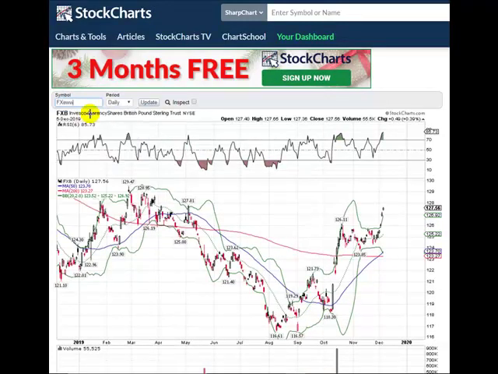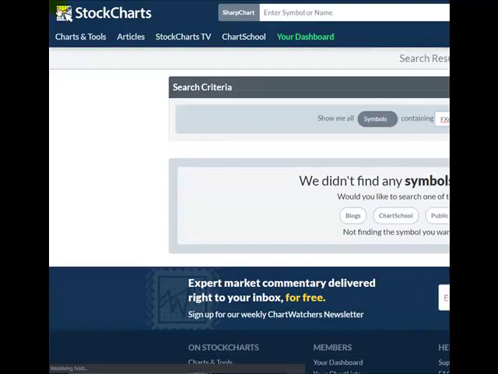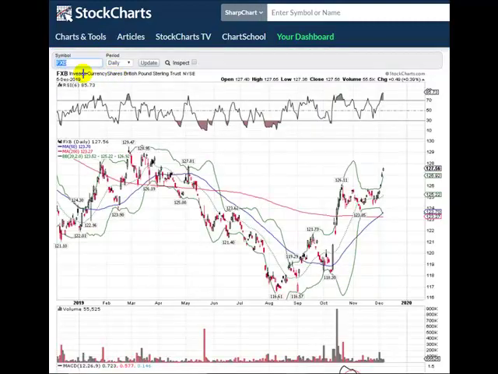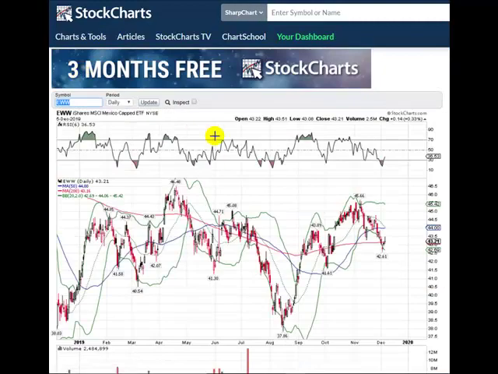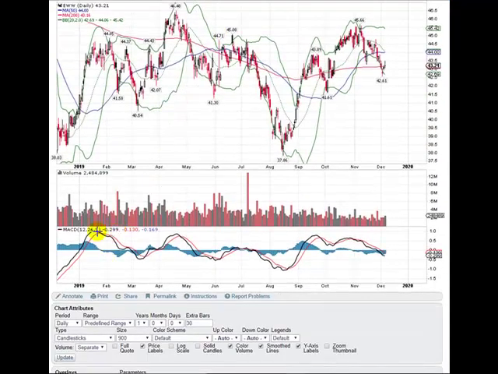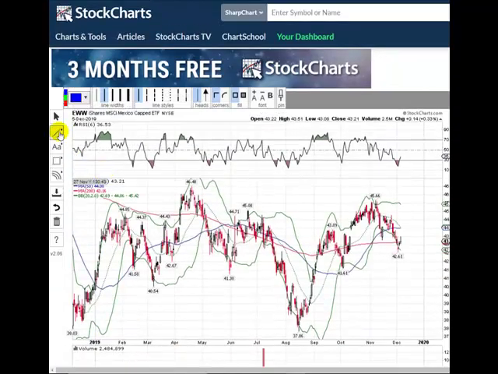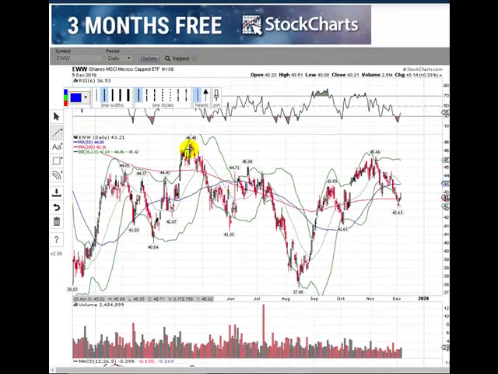Then we've got, this is not, hang on a second. EWW is looking very bullish. Again, as the dollar tips over, that will really help the foreign markets. And so EWW being one of the beneficiaries there.